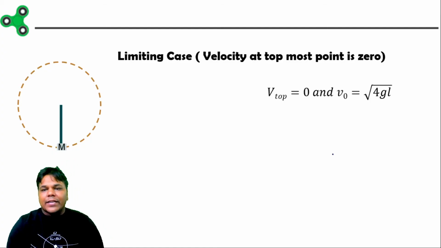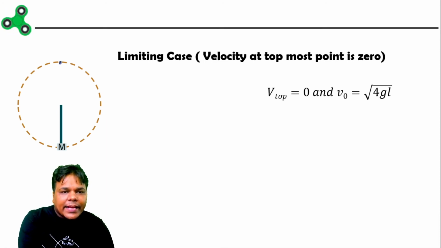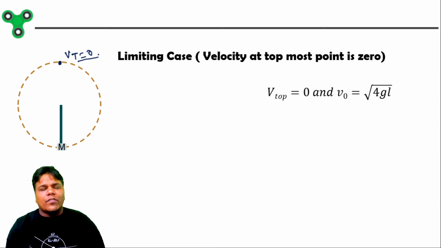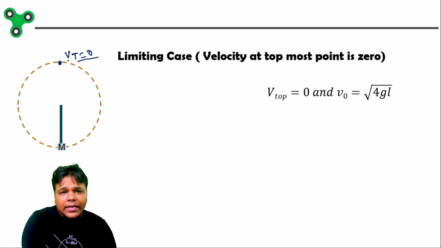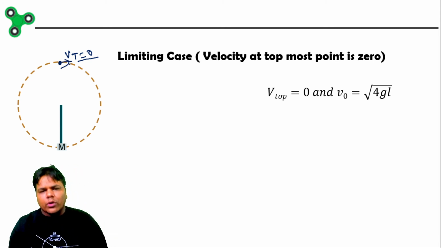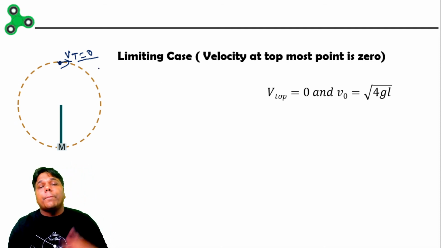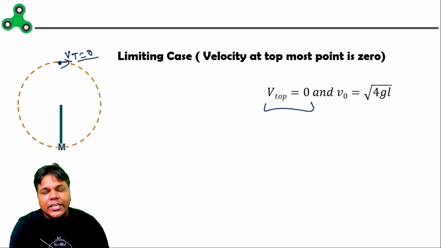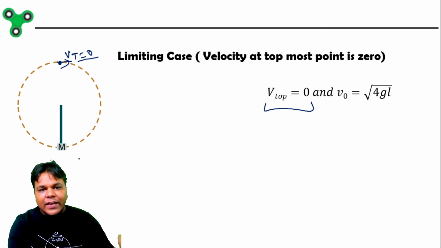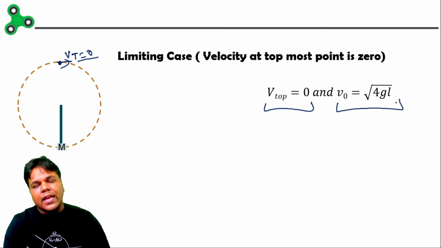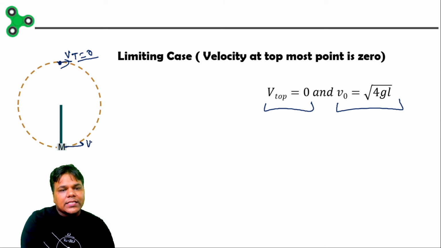So what is the limiting case? For limiting case, we assume that velocity at top is zero. Now someone can say, sir, what if velocity at top is zero? Then it can move like this also. Yes, it could, but most probably it will move like this and it will complete its circular path. So if velocity at top is zero, and we already know that difference of velocity is under root 4 gL, so velocity at bottommost point is also what? Under root 4 gL.